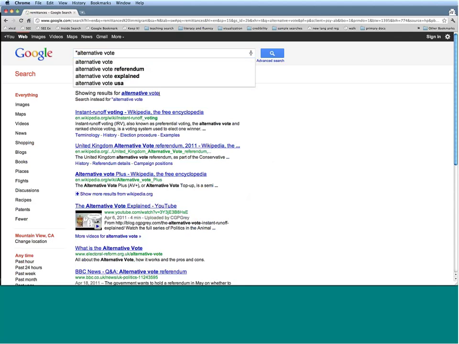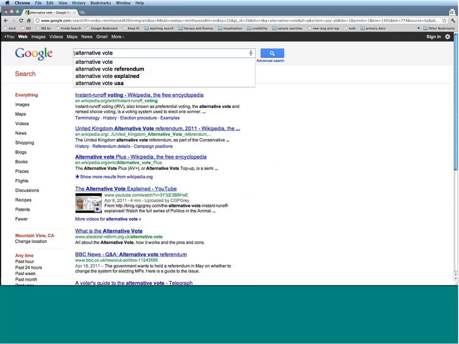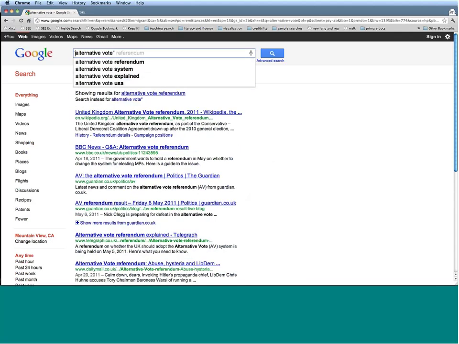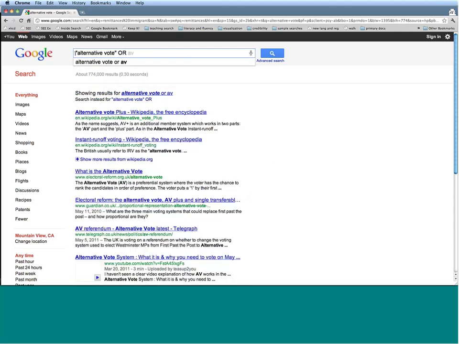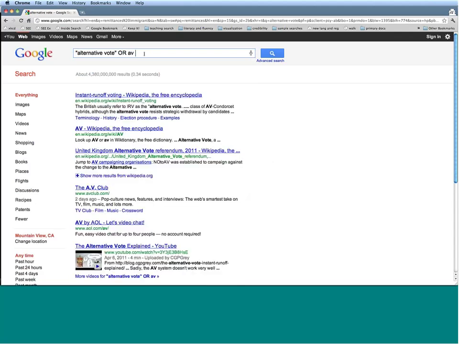I'm going to spell it correctly first. I want to know about the alternative vote. And I noticed when I was doing some reading about it that it's sometimes just referred to as AV. So I'm going to look for both terms. So I've looked for AV, and I said I want either that or I want alternative vote. When I use OR, it only applies to the words right next to it. So since I want alternative vote to be the phrase that I'm looking for, I put quotation marks around it.